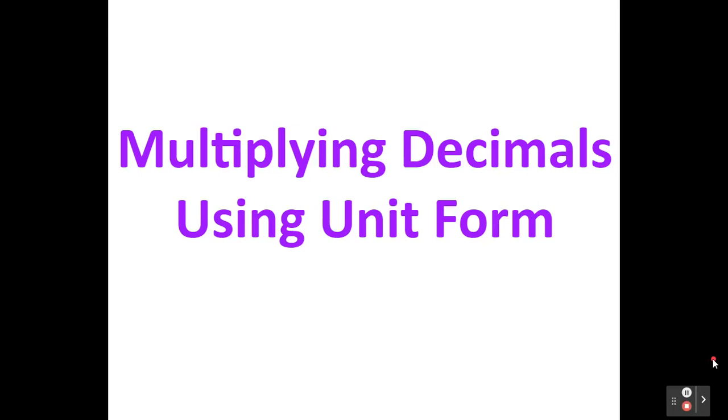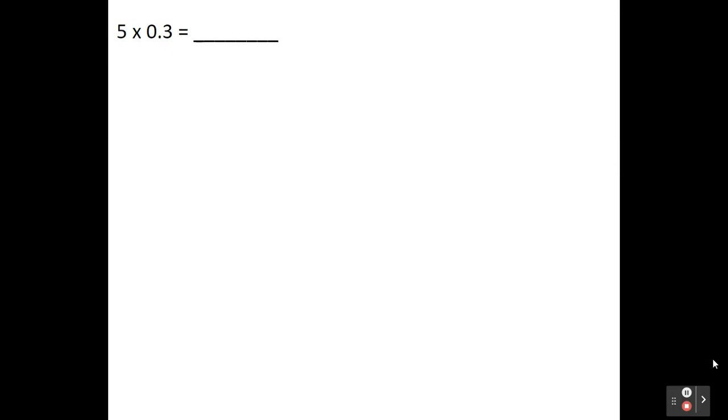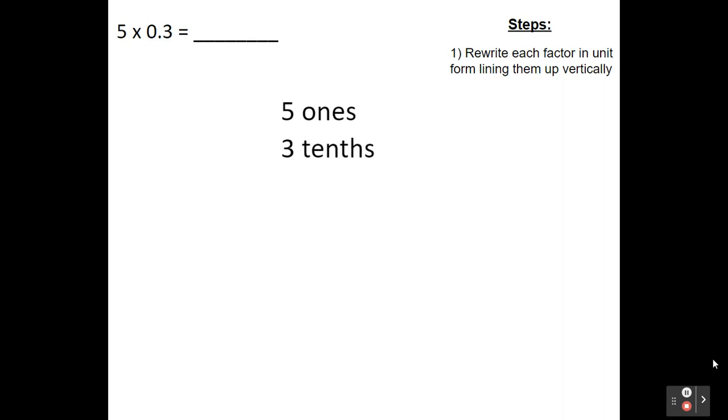Everyone, it's Miss Joyce. Today we'll be multiplying decimals using unit form. Let's start by multiplying 5 times 3/10. The first step is to rewrite each factor in unit form, lining them up vertically, which means one on top of the other. So we're going to write 5 ones, since the 5 is in the ones place, and 3/10, since the 3 is in the tenths place.